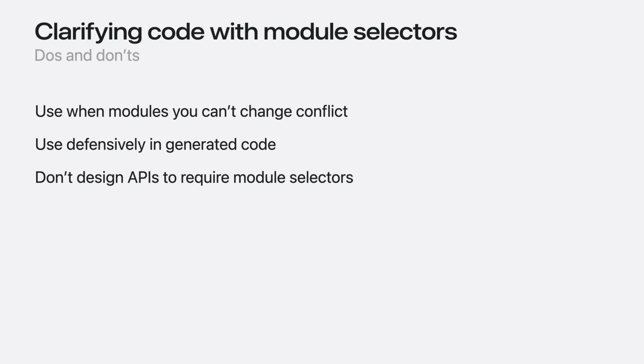But we don't recommend you intentionally design your APIs to have name conflicts and then rely on module selectors to distinguish them. Even if your code is unambiguous, some of the error messages and documentation might still be confusing. So, don't. Now that we've seen what's new in the language, here's Evan to tell you about updates to important libraries.